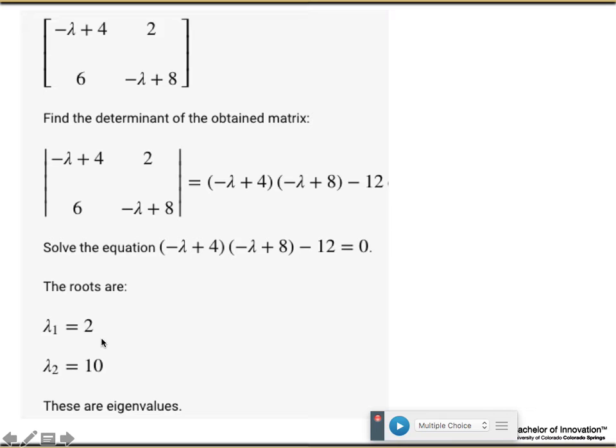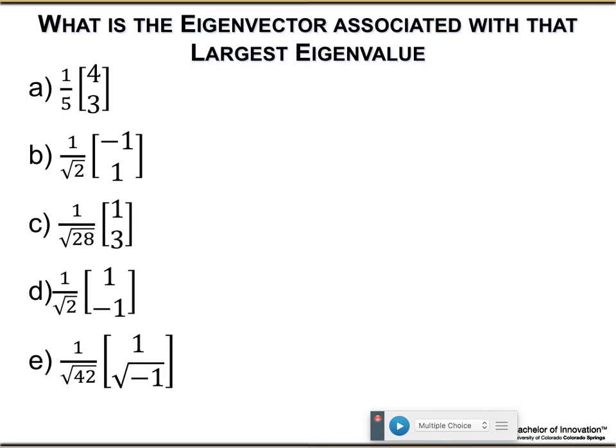So again, you can use the quadratic formula. That's one that you should definitely have in your notes for these eigenvalue sections: negative b plus or minus the square root of b squared minus 4ac over 2a. Okay, what is the largest eigenvalue? What is the eigenvector associated with that largest eigenvalue? Right.